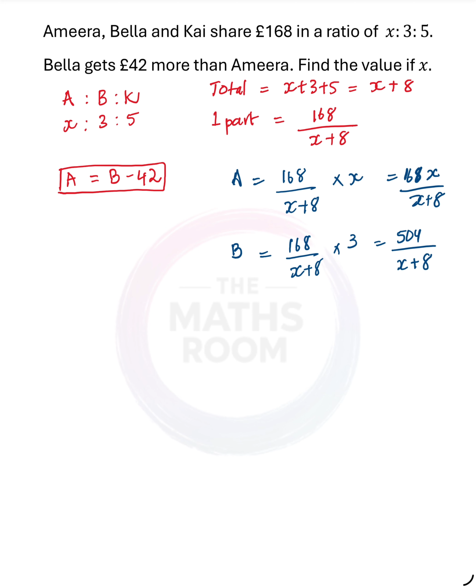We know that whatever Amira gets is going to be less than Bella by £42. So let's write Amira's part, which is 168x over x plus 8, we've already come up with that, but basically I'm putting that back in here. So 168x divided by x plus 8 is equal to, what does Bella get? Bella gets 504 over x plus 8, take away 42, and that's equal to each other. That will allow me to find the value of x.